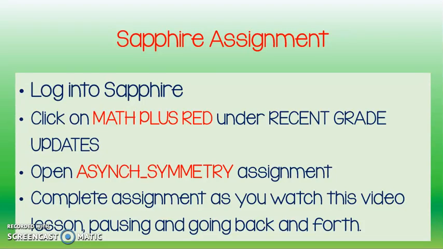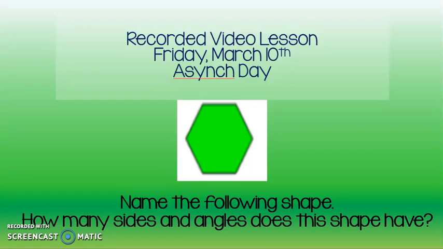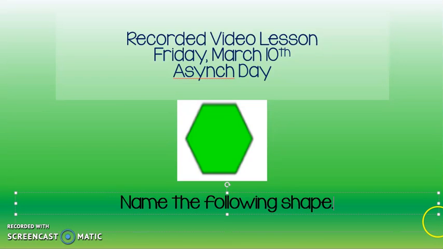And we're going to go ahead and answer number 1. Number 1 asks you to name the following shape. How many sides and angles does this shape have? Actually, let's just focus on naming the shape. Let's not worry about answering that second question because it's a multiple choice question and I want to know what that shape is. You can always look in your class page in Sapphire to help you identify that shape. So go ahead and answer that. You can pause this video, answer that number 1 question, and then come on back to class.